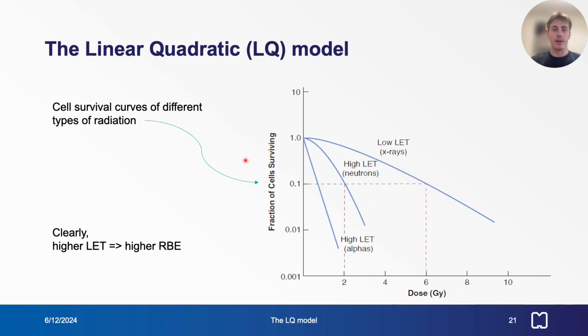We can see here how the principle of relative biological effect, or RBE, in the context of cell survival curves works. Clearly, the radiation types with higher LETs, or linear energy transfer, will kill more cells for the same absorbed dose. So, a higher LET will effectively have a higher RBE.